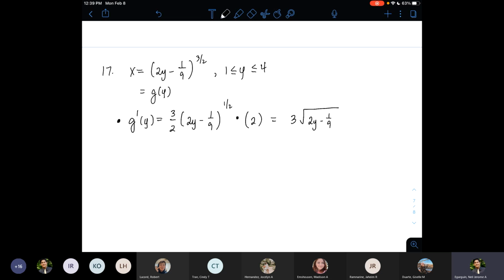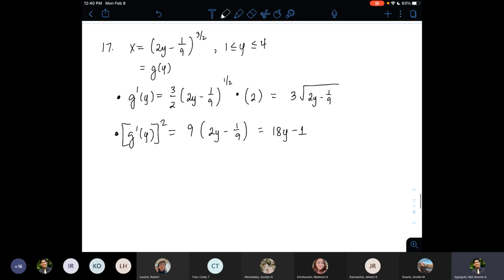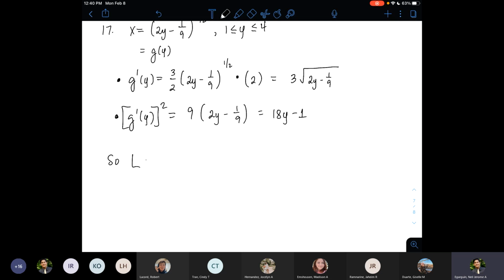Okay. And then if we look for g prime of y squared, we simply square the derivative, so it's going to be 9 times (2y minus 1/9). Don't forget that the scalar multiplier also gets squared. And then we can simplify this as 18y minus 1. And so now we're ready to plug this info into the formula for the arc length.